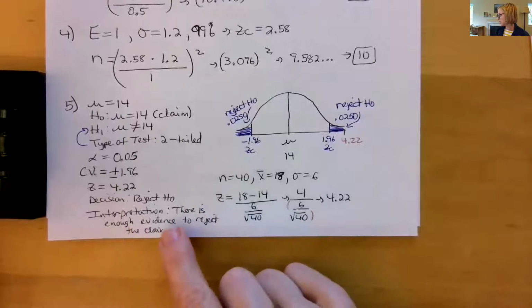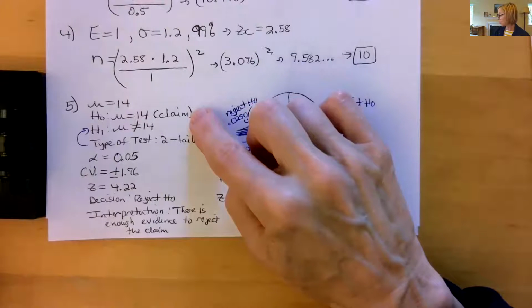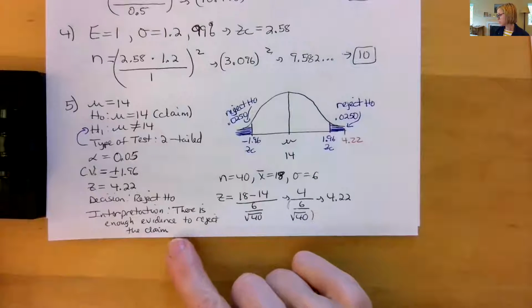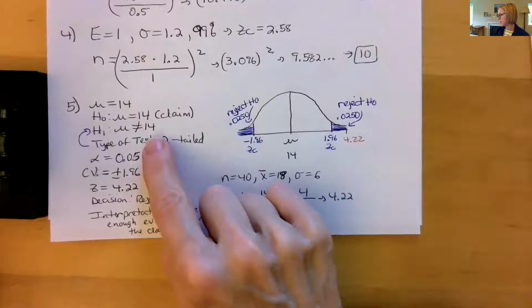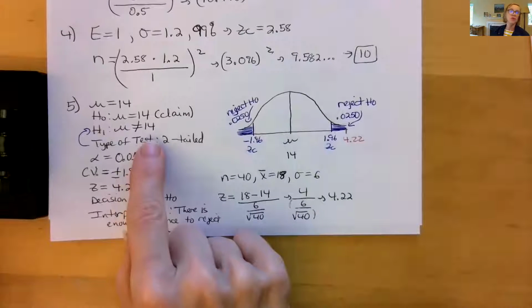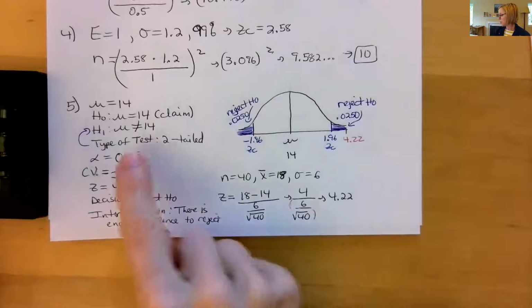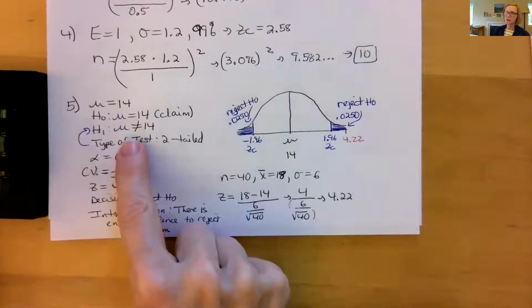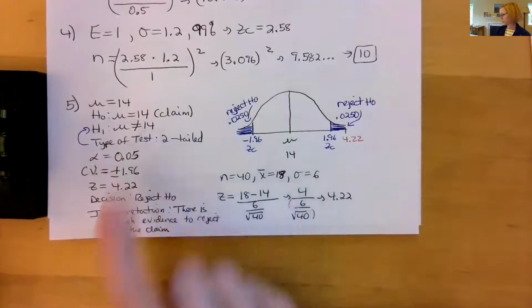The question was, is there enough evidence to reject the claim? The claim was the null. Based on the decision, we rejected the null. So there is enough evidence to reject the claim. And it seems like based on the evidence that the mean number of cigarettes smoked is not equal to 14. Now it's not proven, but based on the evidence, it lends itself to the alternative hypothesis. Rejecting the null, the evidence favors the alternative.